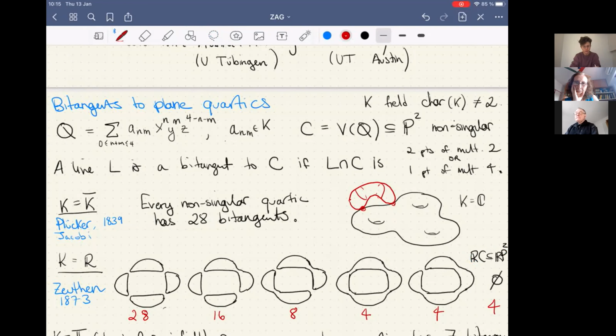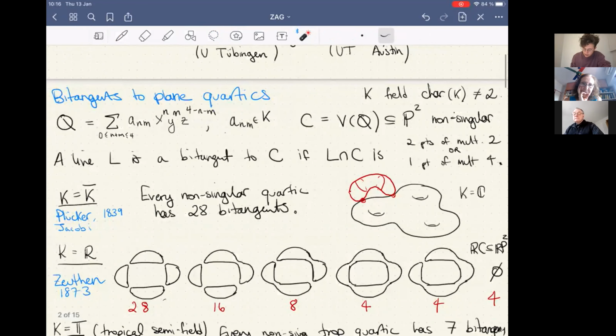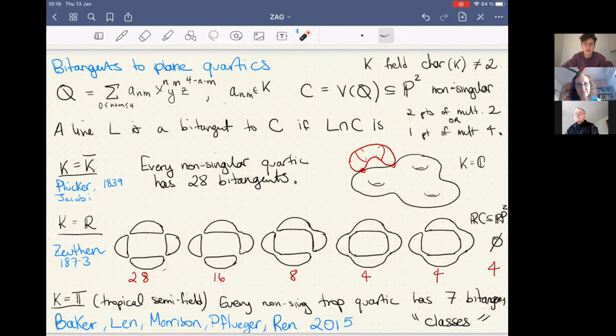So this classification was done by Zeuthen over the real numbers, and so this is the total classification of the real types of quartic curves, and the number of real bitangents only depends on that topological type. So what I want to talk about is some tropical geometry and a tropical approach to these kinds of problems. So if we switch to, well, not a field, but the tropical semifield, denoted by a boldface T, then it's a result of Baker, Len, Morrison, Pflueger, and Ranganathan from 2015 that every non-singular tropical quartic plane curve has 7 bitangency classes.